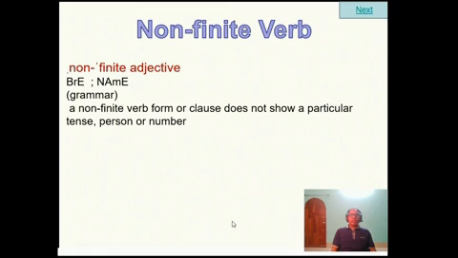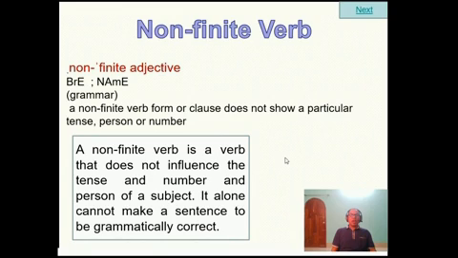So, my dear students, in this slide we find the definition of non-finite verb. According to dictionary, a non-finite verb form or clause doesn't show a particular tense, person, or number. We can define it in another way. A non-finite verb is a verb that doesn't influence the tense, number, and person of a subject. It alone cannot make a sentence grammatically correct.